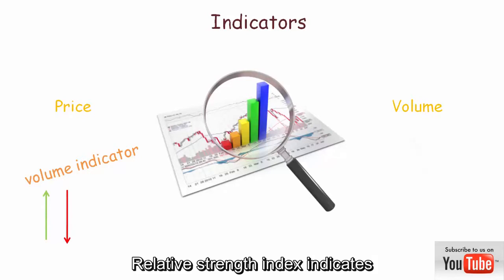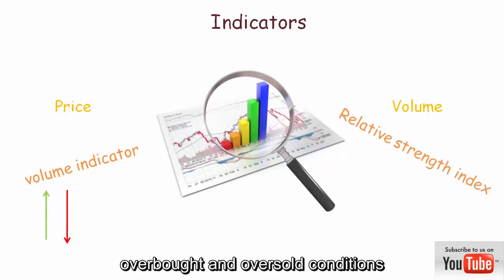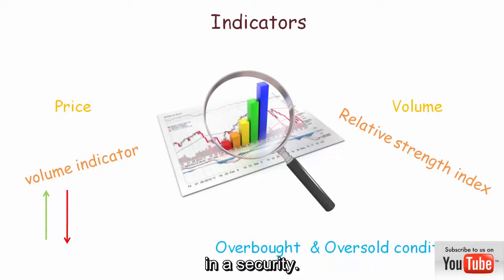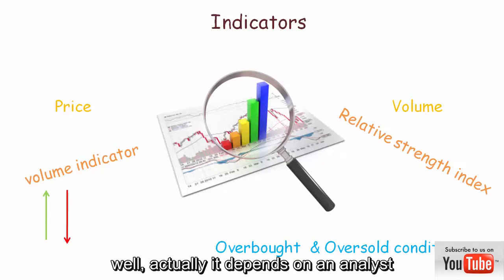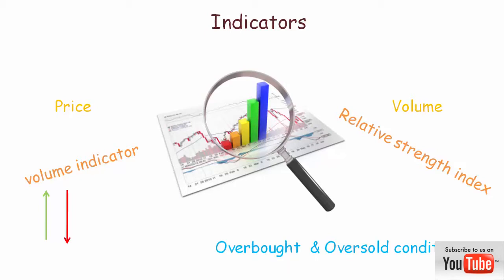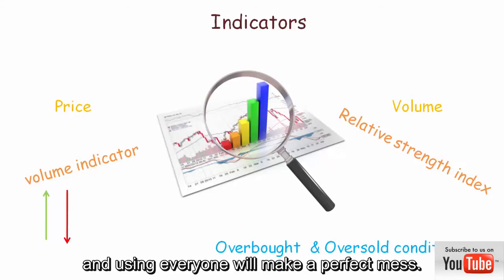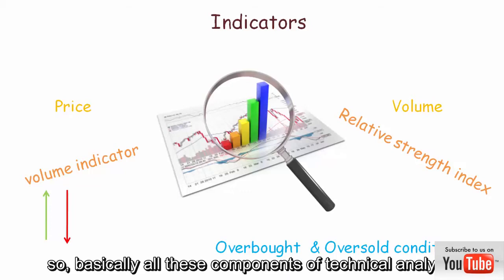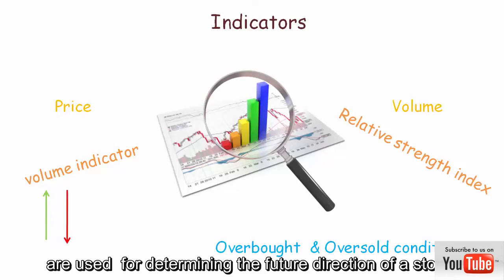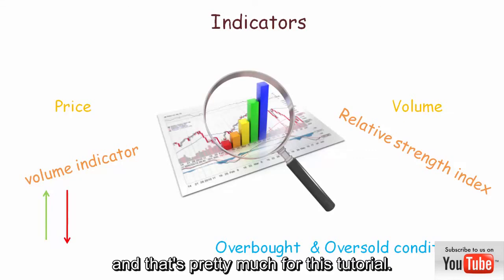And similarly, the relative strength index indicates overbought and oversold conditions in a security. These indicators are really useful, and sometimes they are useless also. Well, actually it depends on an analyst which one to use, because there are various indicators and using every one will make a perfect mess. So expert analysts only use a few which determine the supply or demand correctly. So basically all these components of technical analysis are used for determining the future direction of a stock. And that's pretty much it for this tutorial.